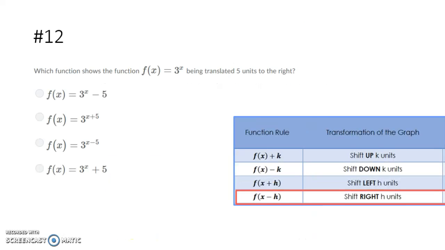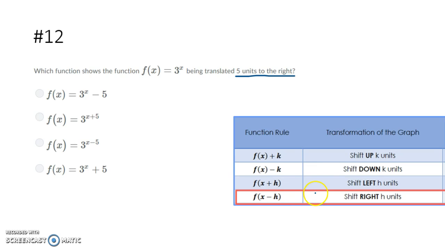Number 12, which function shows the function f of x equals 3 to the power of x being translated 5 units to the right? So again, we have an original function, f of x, and then it tells us that we want to translate 5 units to the right. If I jump down to my table, I see that moving to the right a certain number of units means I subtract that number right next to x. It's a change that happens with my variable, with my input.